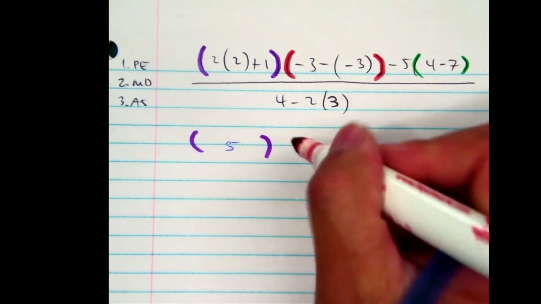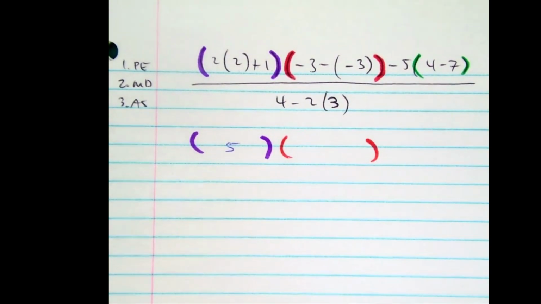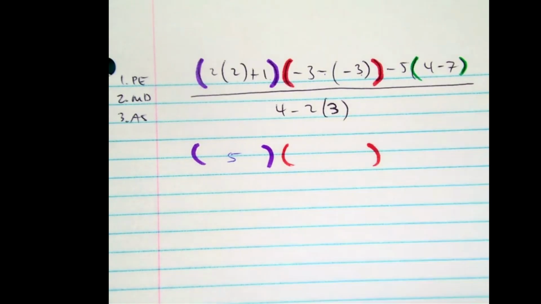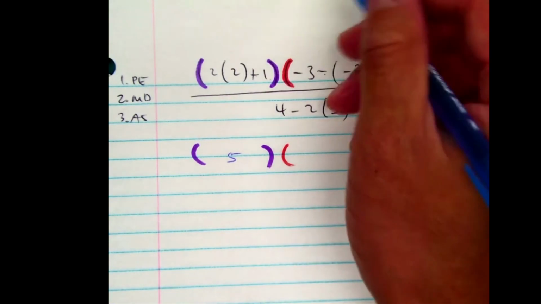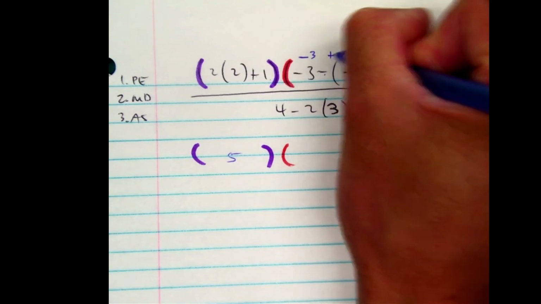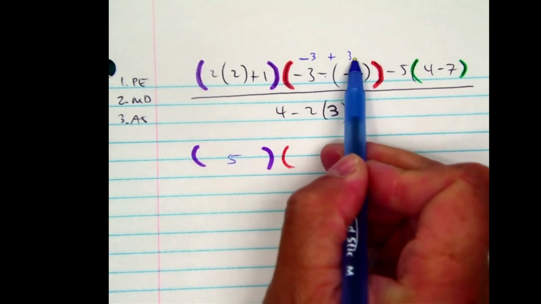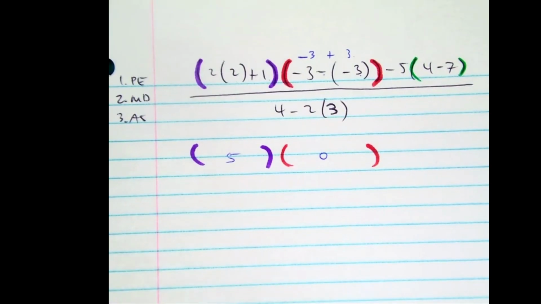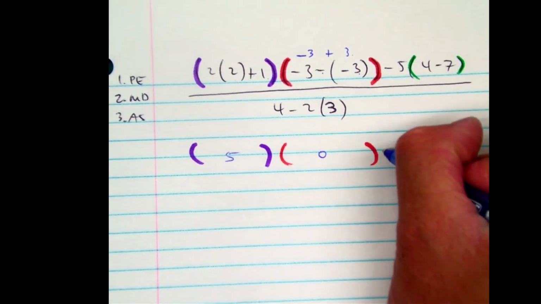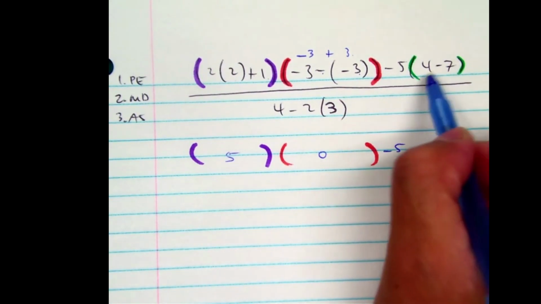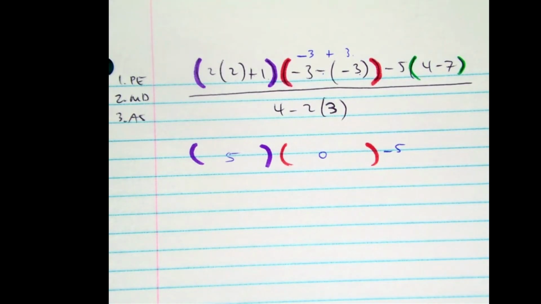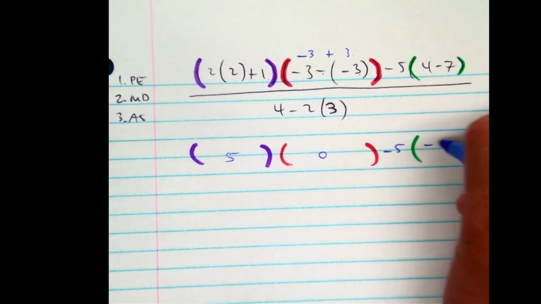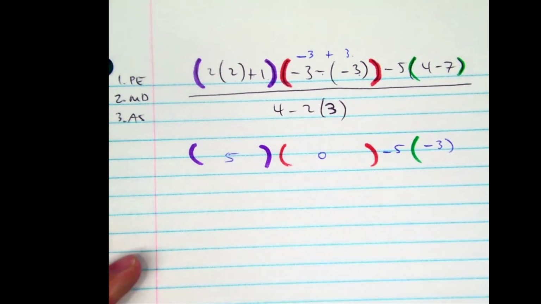Here in the red, I have the opposite of a negative 3. What does that become? So really that's negative 3 plus 3. Negative 3 plus 3 is 0. Pay attention, this negative 5 is here. And then I have 4 minus 7, which is negative 3. So if you had your regular calculator, you can also use that.